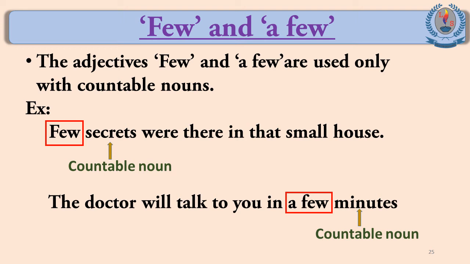Few and a few. The adjectives few and a few are used only with countable nouns. Look at the first example. Few secrets were there in that small house. Here, the word secrets is a countable noun. So, you can use few as an adjective for the word secrets.